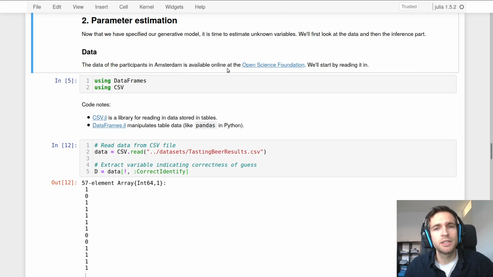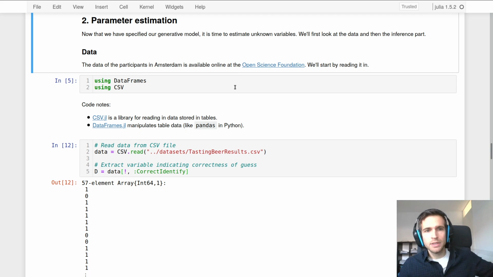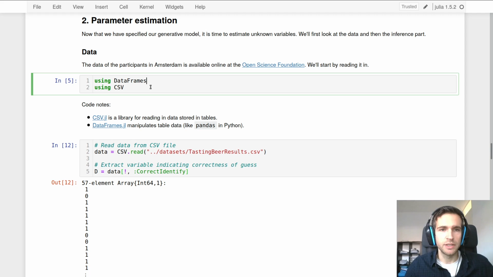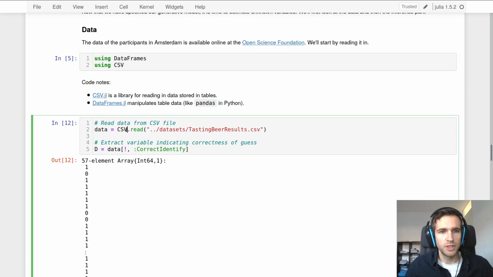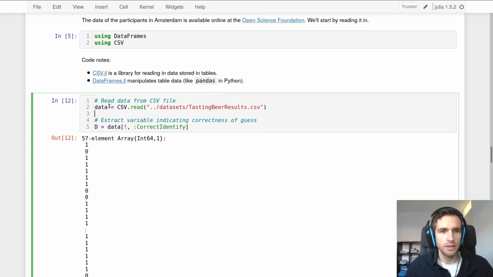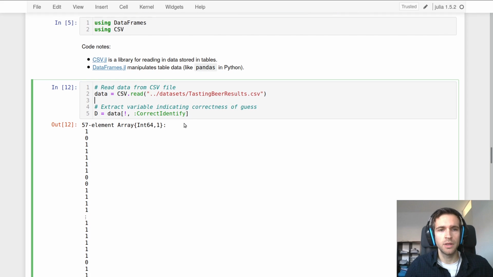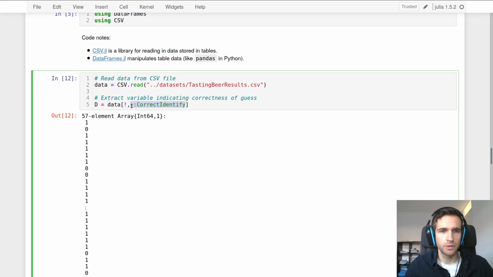This beer tasting experiment is online at the Open Science Foundation, and we're going to use two packages called DataFrames and CSV to read that data. CSV is for comma separated files, as in this extension. Have a look at this data set. It contains quite a lot of information, and for our purposes here we're only going to use the column correct identify.